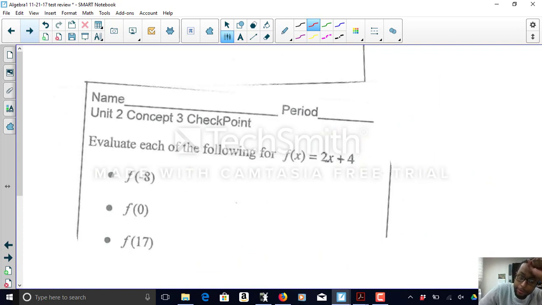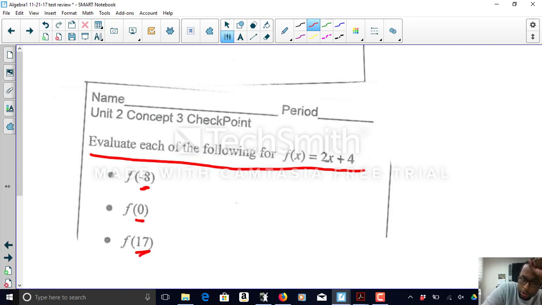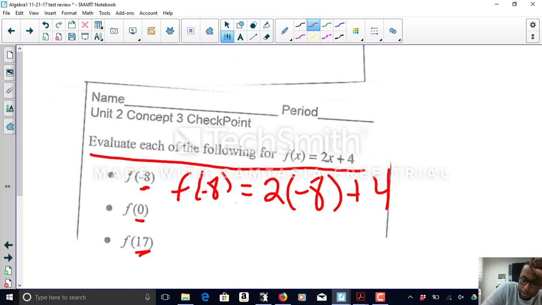Okay, concept 3. Evaluate each of the following for f of x equals 2x plus 4. Two ways you could do it. Algebraically, you can replace the x with the -8. You replace the x with the 0. You replace the x with the 17. So what you could do is f of -8 equals 2, instead of x, I'm going to put -8, plus 4. 2 times -8 is -16. -16 plus 4 is -12. So my answer for f of -8 is -12.